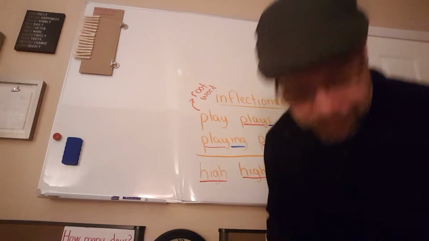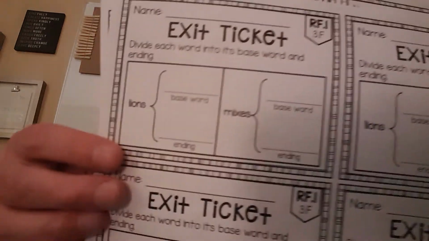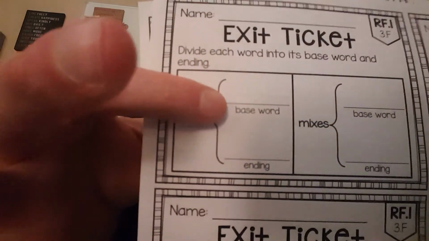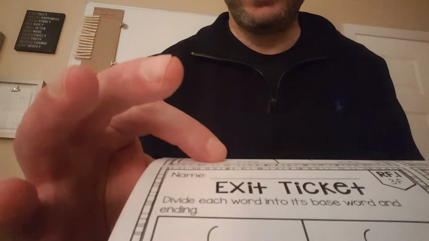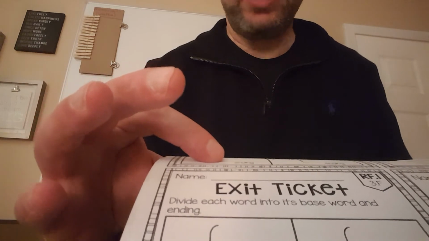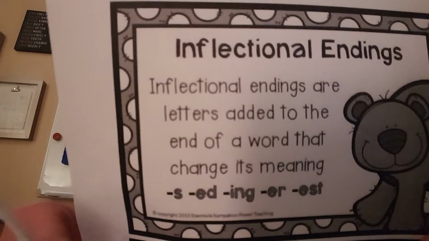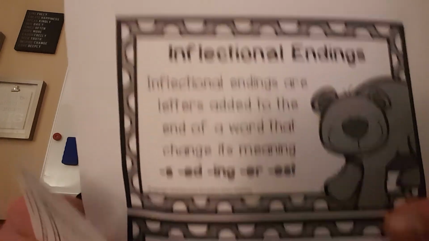Enjoy your lessons for today. I'll just show you real quick what they're going to look like. They're going to look something like this. Like this would be an example of lions. So I'm going to give you this first one. Your base word would be lion, and your ending would be S. So you just write S there for lion. Base word lion, ending is S. And again, I go back to those inflectional endings and the examples of what they can be: S, ED, ING, ER, or EST.